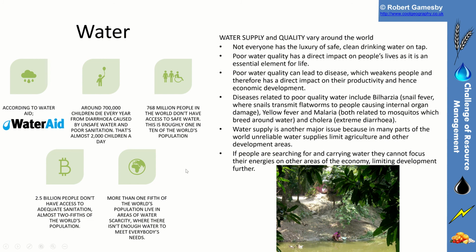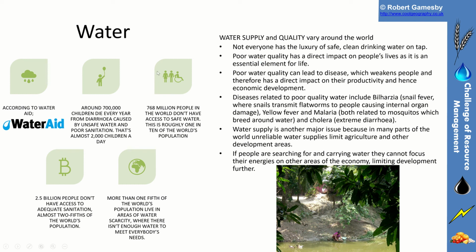For water, if you look at this graphic from WaterAid, around 700,000 children die every day from diarrhea caused by unsafe water and poor sanitation. 768 million people in the world don't have enough access to safe water. That's about 1/10 of our population. 2.5 billion people don't have adequate sanitation, that's getting rid of your waste, toilet water. And more than 1/5 of the world's population live in areas of water scarcity where there physically isn't enough water for people to get by.